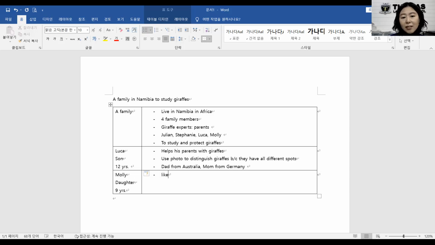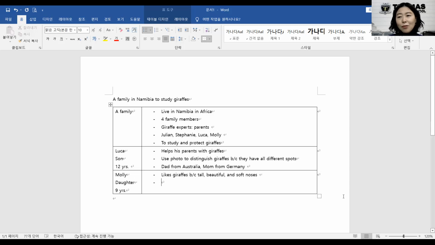Okay, how about the next one? Molly likes giraffes a lot. Okay, why? Because they're so beautiful, tall, beautiful, and they have soft noses. Soft noses. Yes, it's right. They have soft noses. That's the reason she likes them.